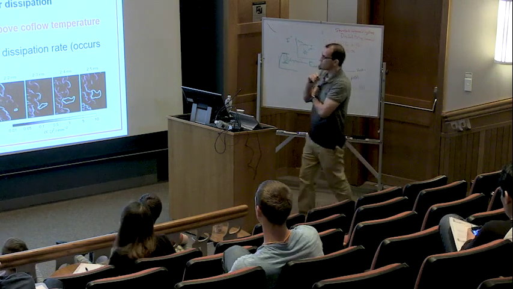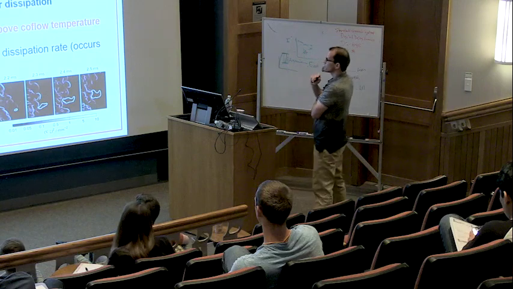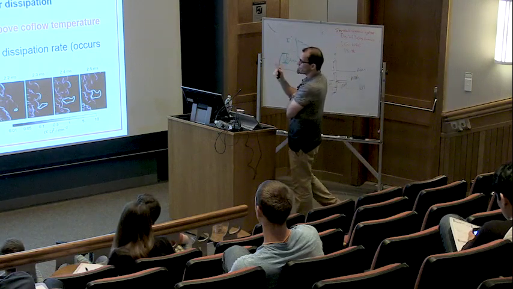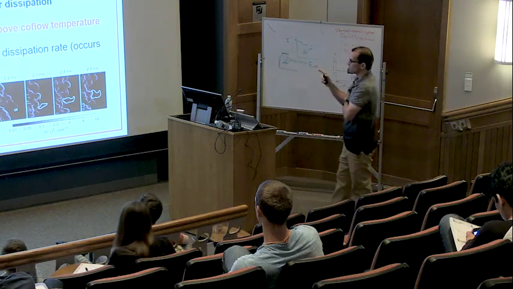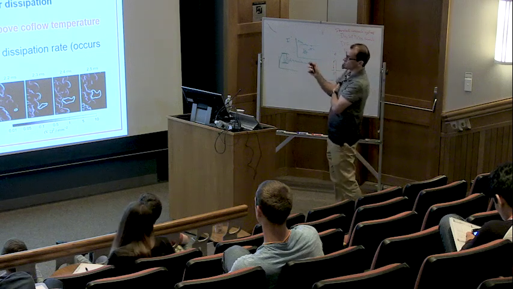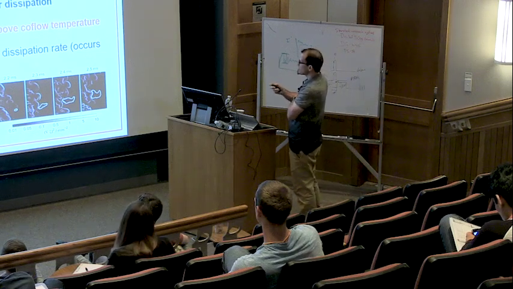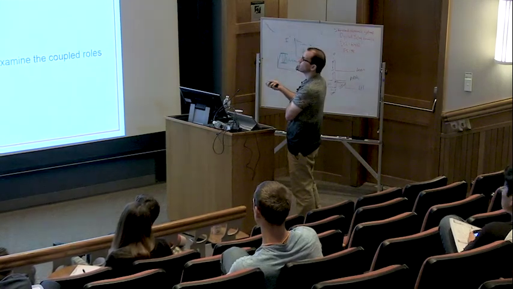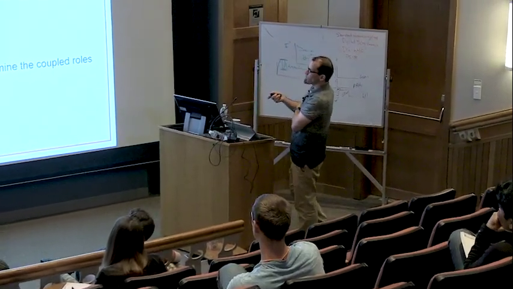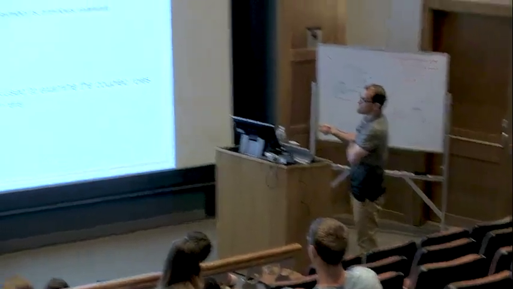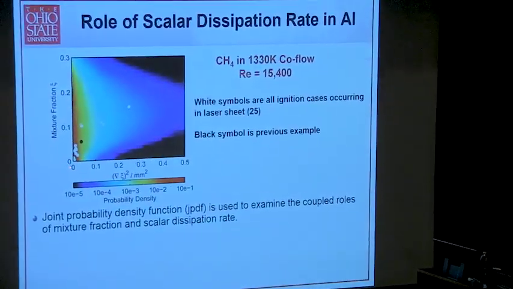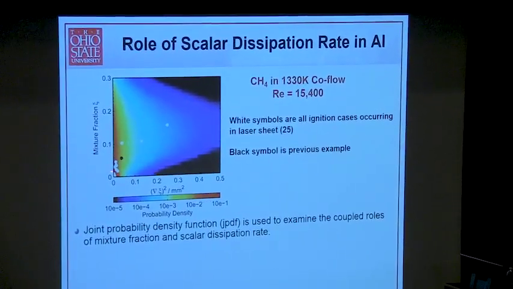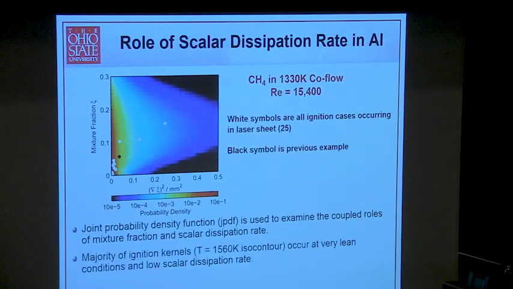But for these types of conditions, these simpler systems, these were the first experimental results that confirmed some DNS calculations that showed it would occur on these very lean conditions under low scalar dissipation rate. These are just more joint probability. That's just showing, hey, where's it igniting? And again, it's shoved down here in this corner. Very lean and very low levels of scalar dissipation rate.